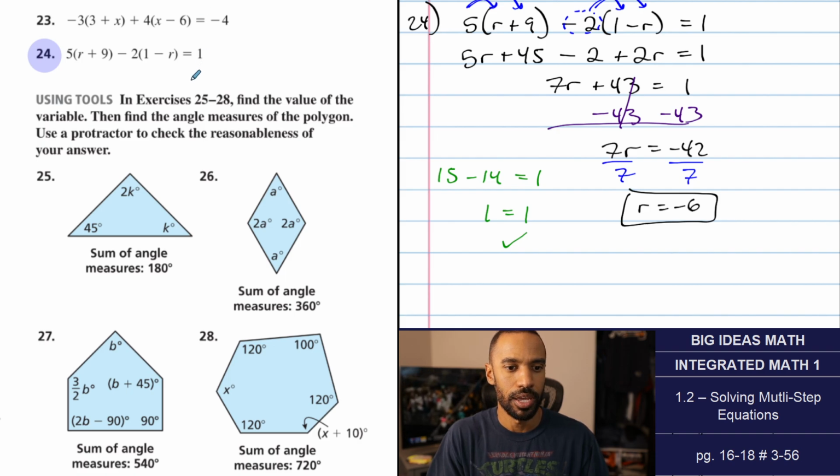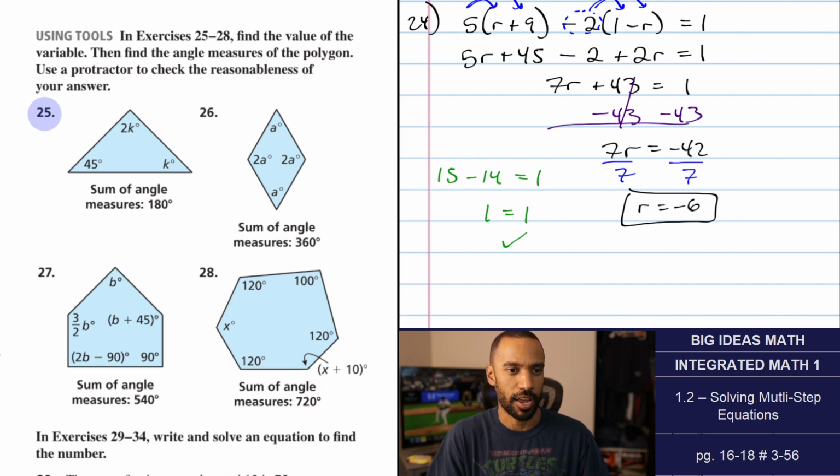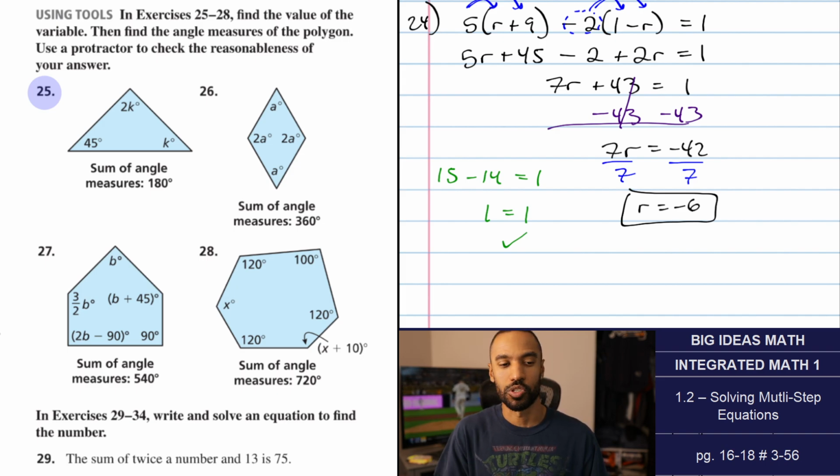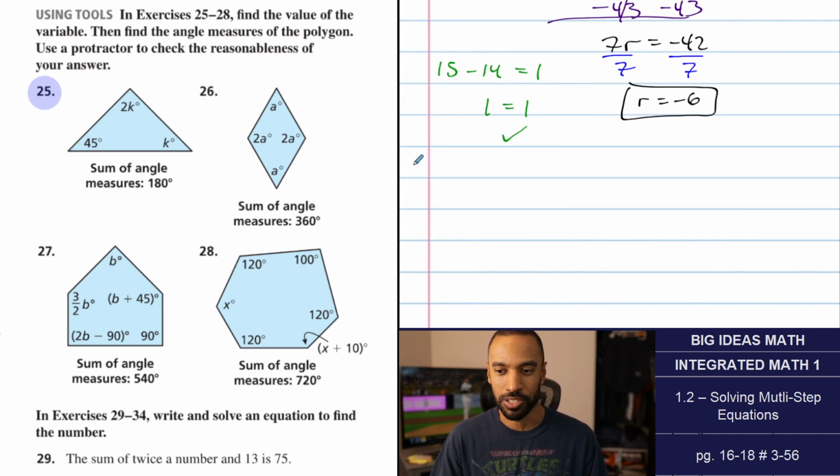Let's go to these geometric looking questions. In exercises 25 to 28, find the value of the variable, then find the angle measures of the polygon. Use a protractor to check the reasonableness of your answer. I said this in section 1.1. Look at me, look at me. I'm the protractor now. So I'm going to say if something looks like it's okay as answers.